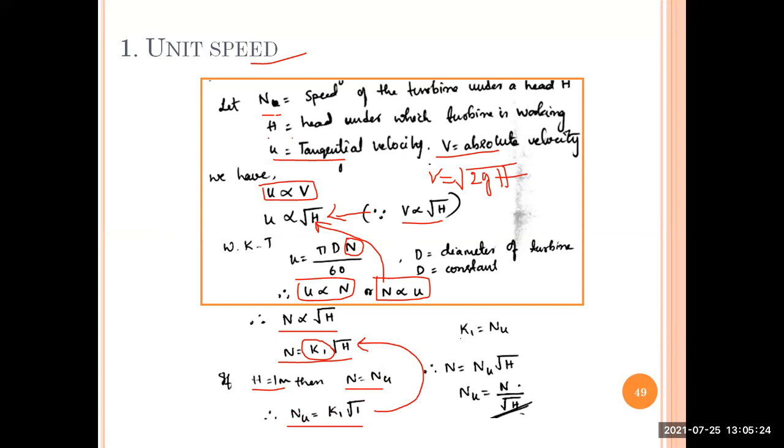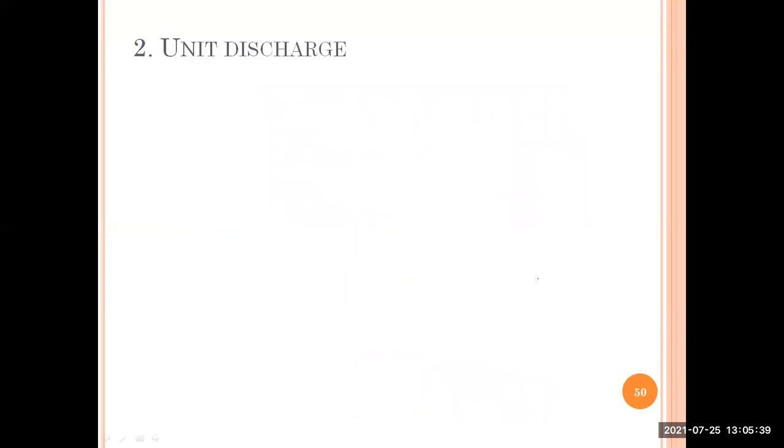So you will get k is equal to nu, N is equal to Nu into root H, where Nu is equal to N divided by root H. So this is the equation for unit speed. The second one, you have the unit discharge.